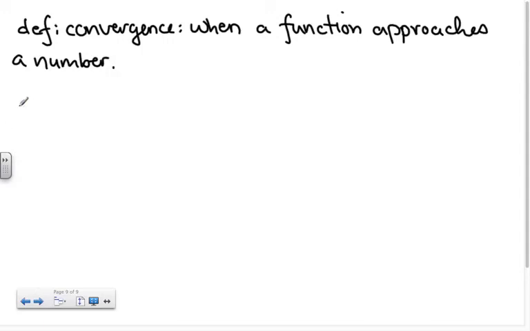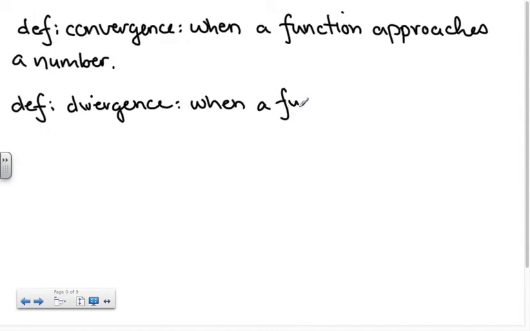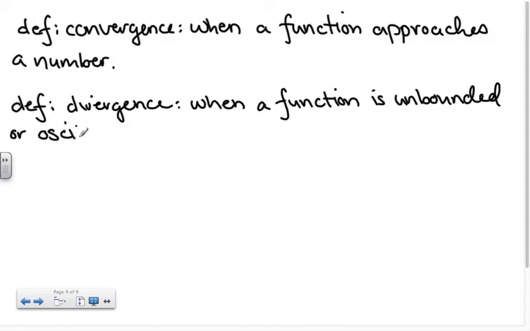Okay. And when we talk about divergence, not to be confused with the movie that just recently came out. We talk about divergence is when a function is unbounded or oscillates. Okay?